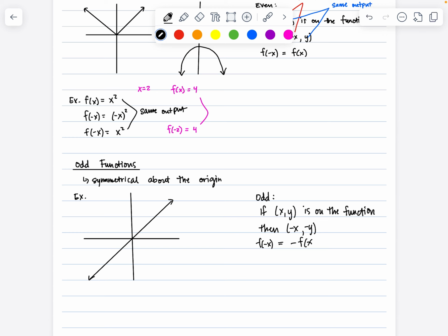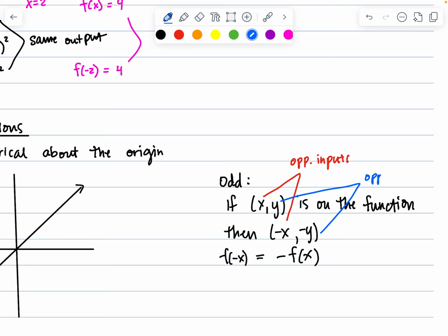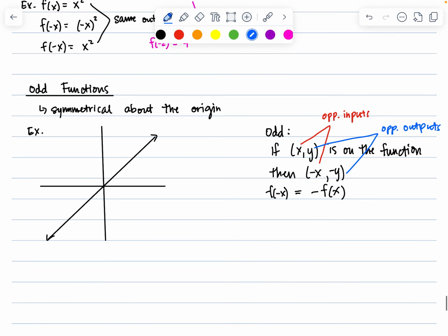Oops, that's not supposed to be negative, that's supposed to be positive. So quick note, opposite inputs will produce opposite outputs. That's how you know it's odd, okay?